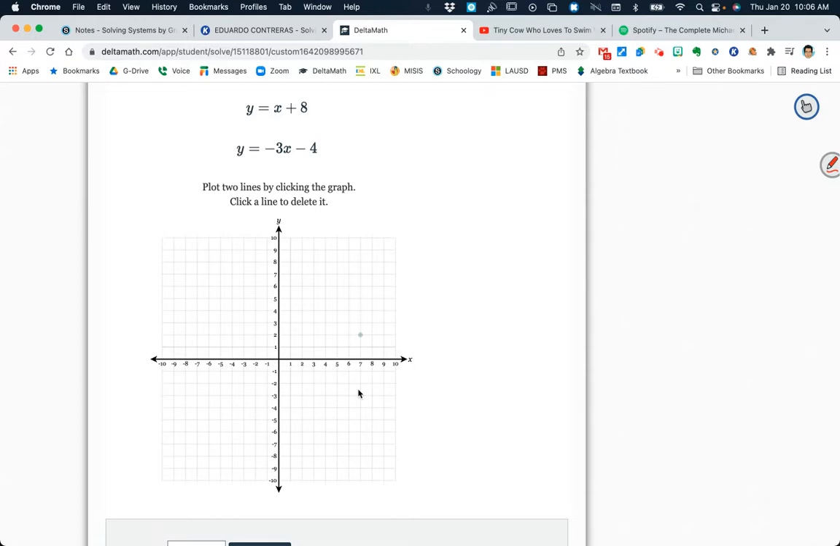So let's go with y equals x plus 8. Remember the slope is 1, so let's go +8. And this tells me up 1 over 1, since the slope is 1 over 1. -4 for y equals -3x minus 4, so here. And that's -3 over 1, so I'm going to go down 3 over 1. Is this crossing nicely? Yes, at -3, 5. So everyone, we want -3, 5.